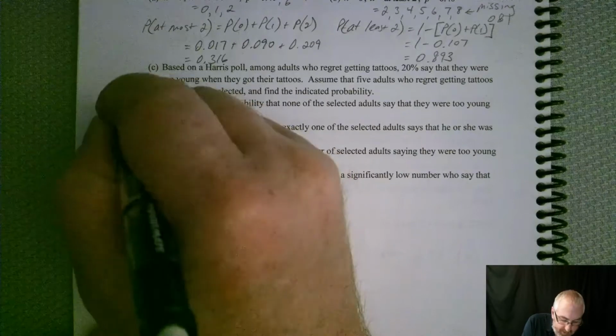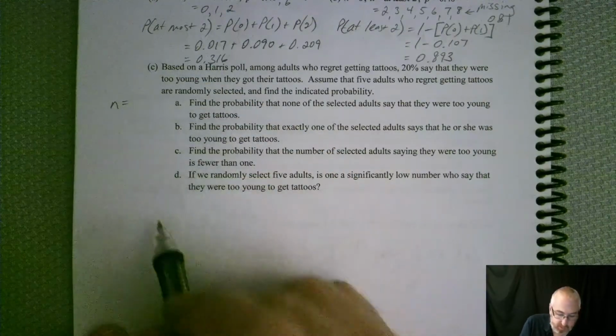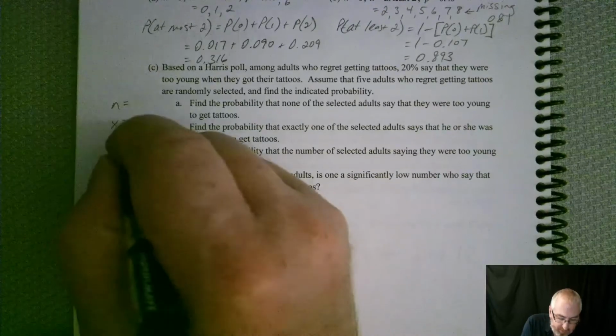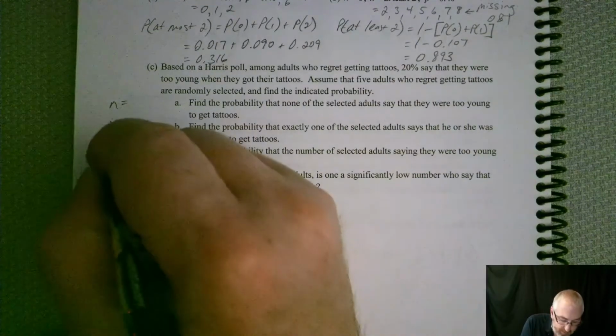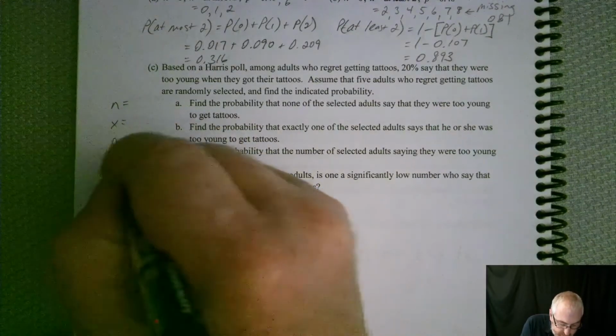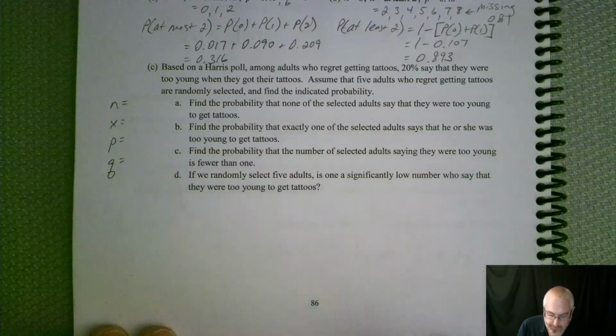So if we know N, now X is going to change depending on the specific question. So I'm going to leave X out, and we can kind of show it, but we're not going to fill that in generally for the whole problem because, again, it's going to change. But our P and Q should stay the same. So our N, P, and Q should be concrete.